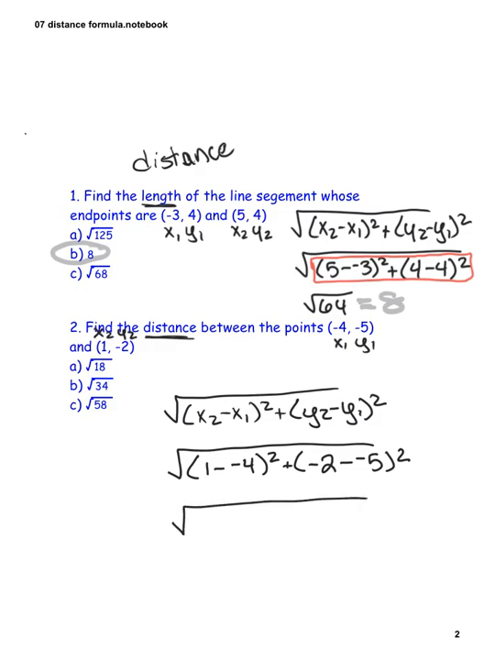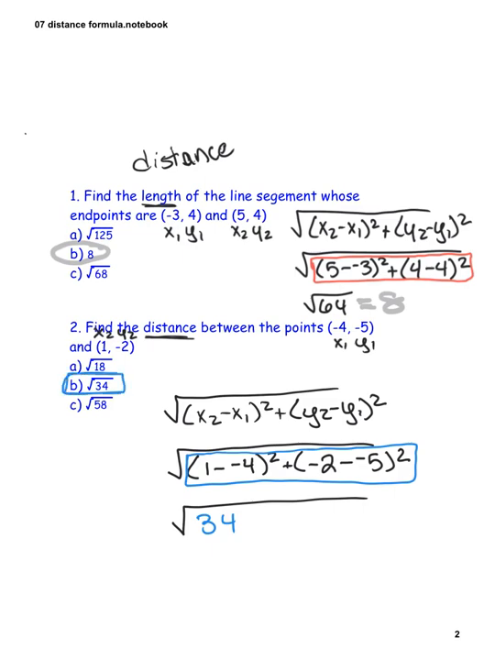Again, if you take out your calculator, you can very carefully type this exactly as I wrote it in your calculator, and you should end up getting 34. So that value or that distance is radical 34.